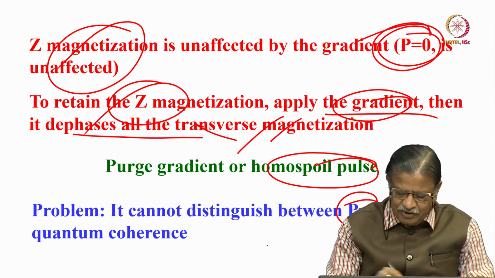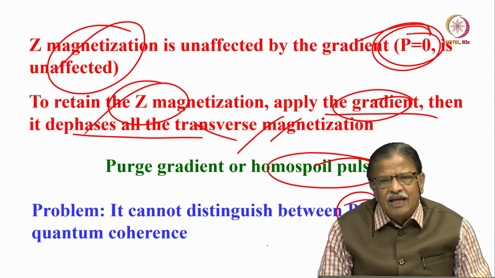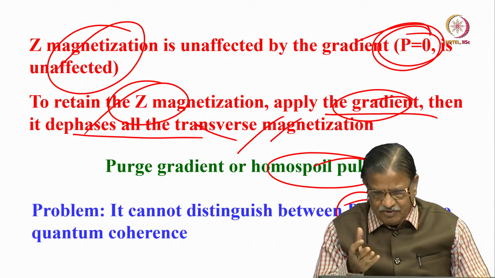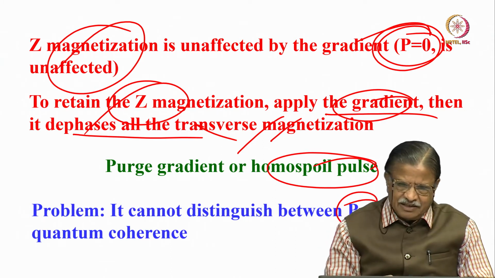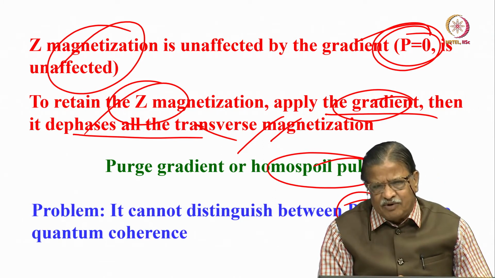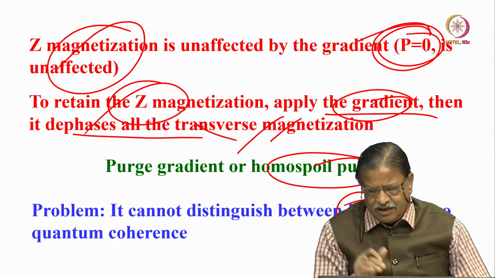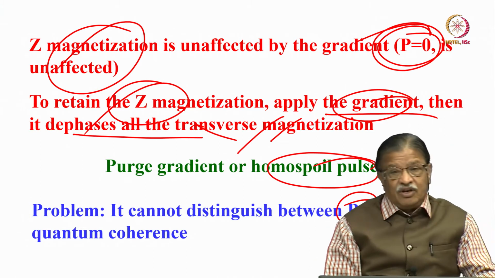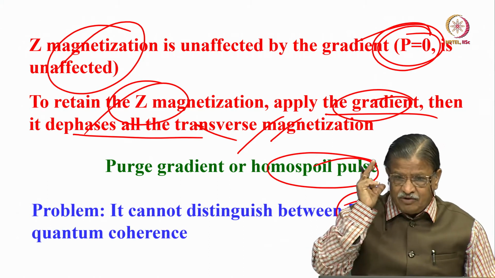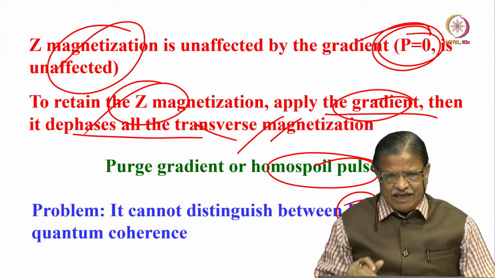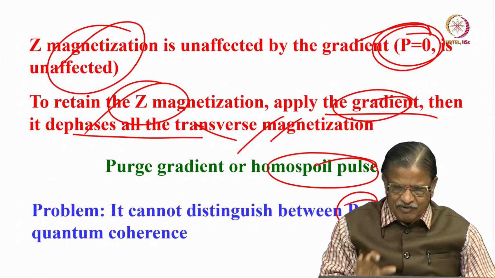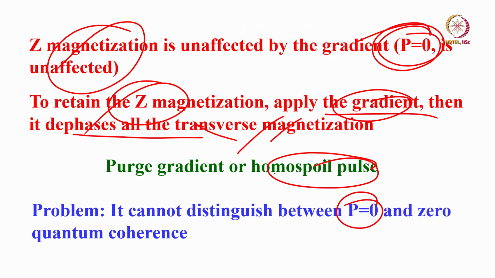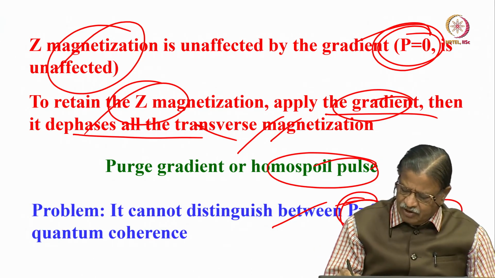Of course, one problem if you do that: it won't distinguish between p equal to 0 and zero quantum coherence, which we know. P equal to 0 is also Z magnetization. It is also for zero quantum coherence. In many coupled spin systems with more than 1, 2 or 3 spins, you also have zero quantum coherence. This may not be able to distinguish these two, but there is a way to select that. Zero quantum coherence can never be selected by gradients. You have to use phase cycling. So when I come to multiple quantum, if there is time, I will discuss that. But right now remember, this problem will be there for p equal to 0, especially when you apply it, it cannot distinguish Z magnetization and zero quantum coherence, both.